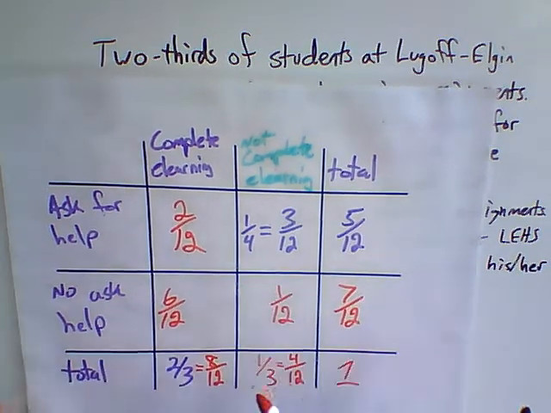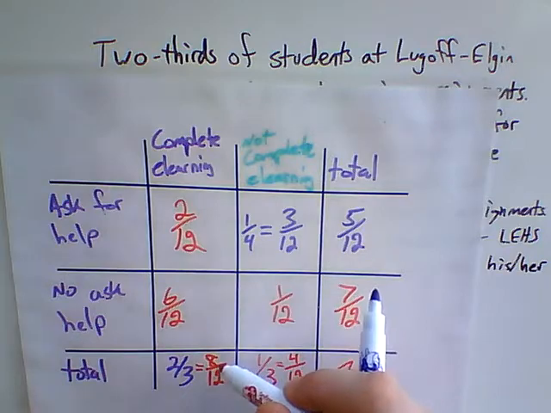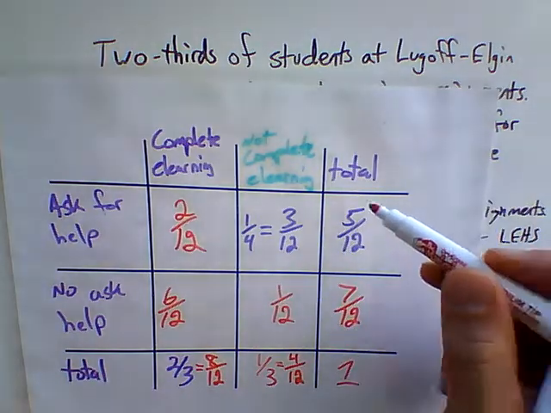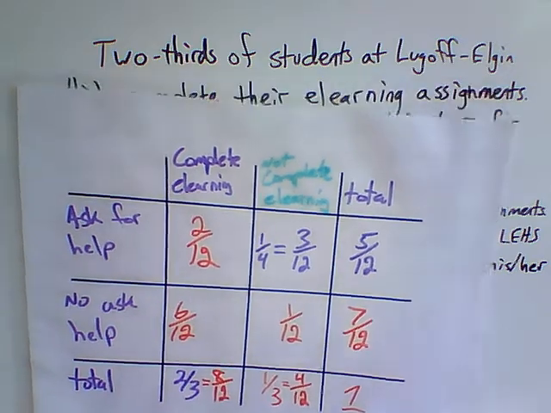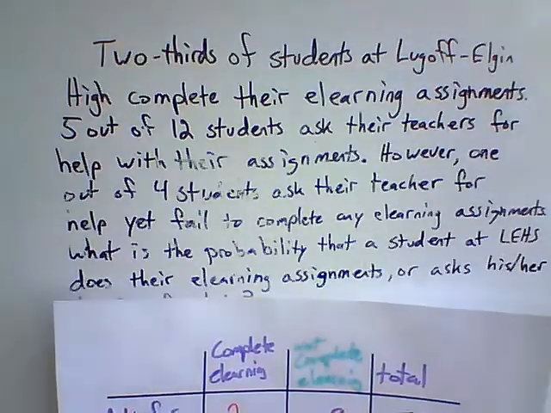Right? And now just double check everything adds up. 2 and 6 makes 8. 3 and 1 make 4. 5 and 7 make 12. We're good. Now I have all the pieces. Now I'm ready to look at the question.